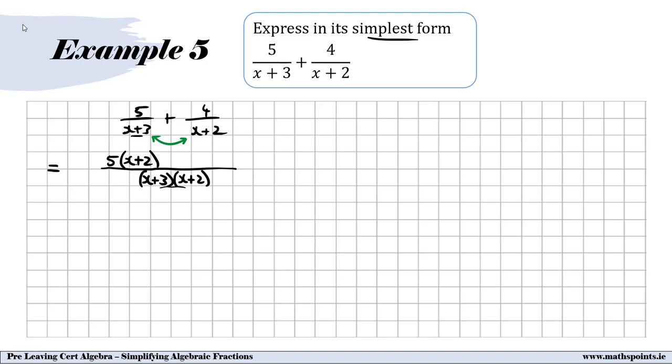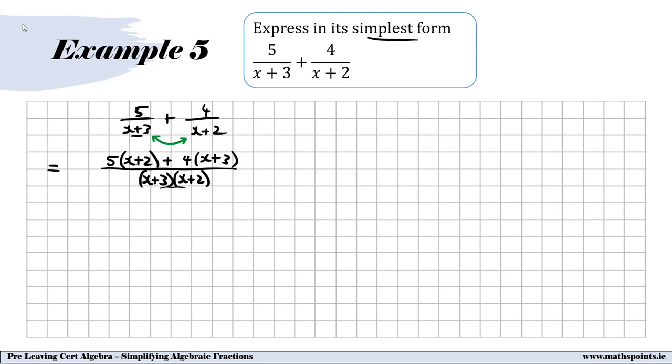I've multiplied x plus 3 by x plus 2 to get the common denominator, x plus 3 and x plus 2, and so I need to multiply the numerator by x plus 2. Similarly, what do I multiply x plus 2 by to get the common denominator x plus 3 on x plus 2? I multiplied it by x plus 3, and so I need to multiply the numerator 4 by x plus 3.